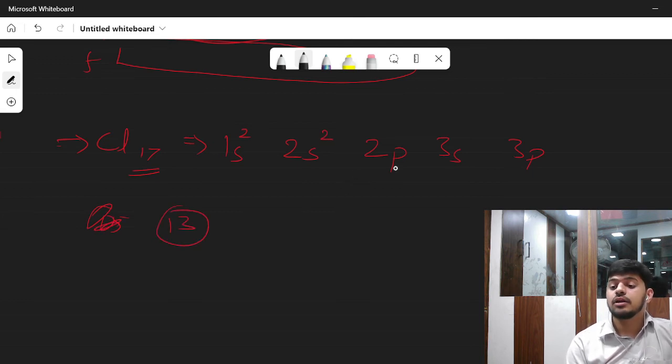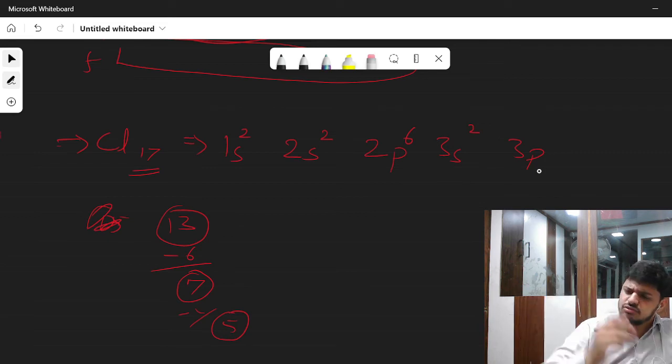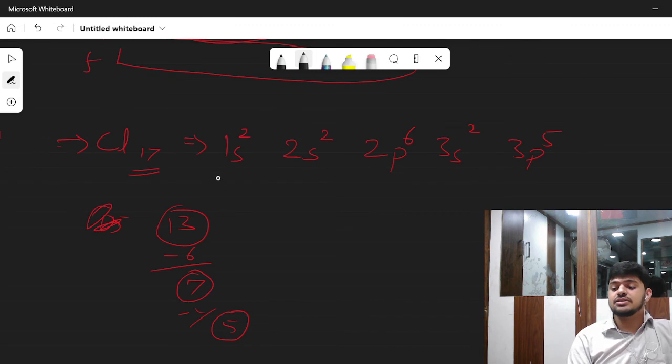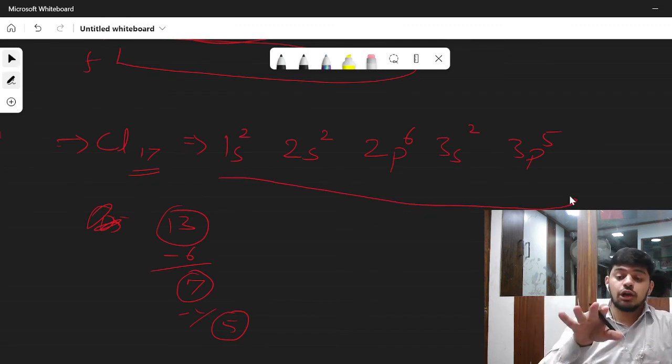No problem. P will always have 6 electrons inside it, so we will do minus 6 here. How much left? 7. No problem. For s, again 2 electrons will come here, then again minus 2, so you will get 5 here. Now only 5 are left. P can have 6 electrons, but it has only 5. No problem, just fill the 5 electrons and finish. Now this is called the electronic configuration of chlorine.